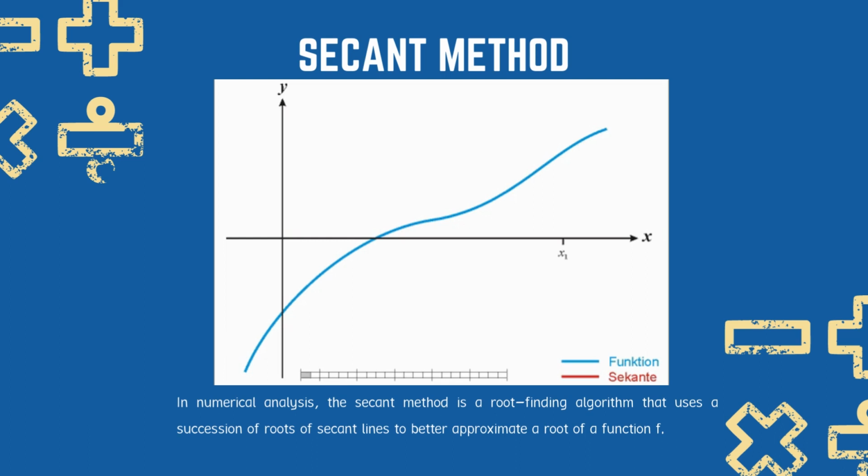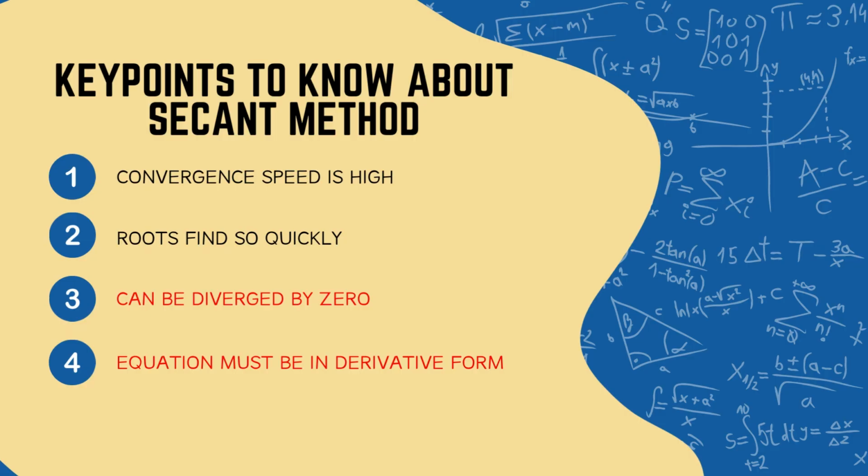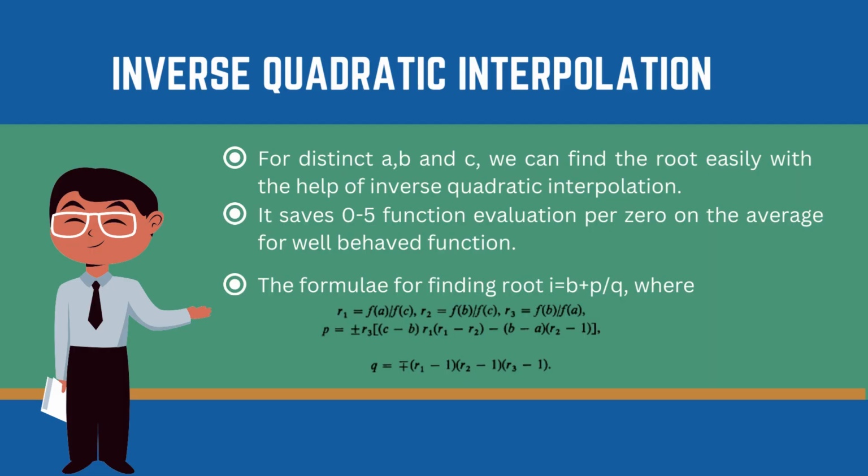Then the second method is also a root finding method that uses a succession of roots of secant lines to better approximate a root of a function. The secant method's convergence speed is high and it finds the root quickly, but the equation must not be divided by zero and the equation must be in derivative form. This is the demerit side of the secant method.